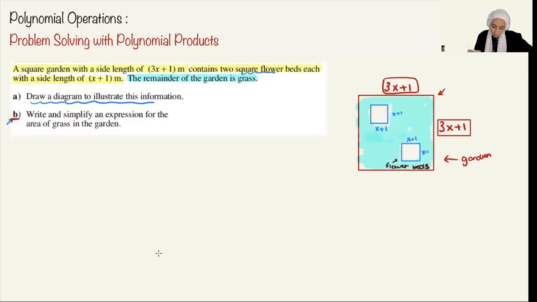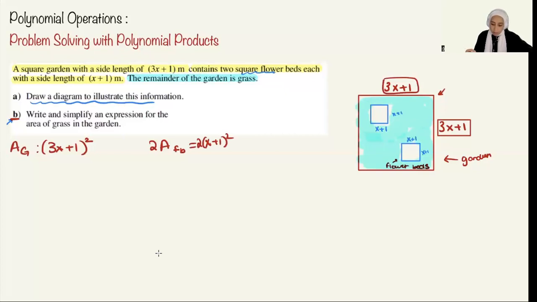So let's do it over here. It says, write the expression for the area of the grass. Well, the area of the garden is 3x plus 1 squared. And the area of a flower bed is x plus 1 squared, but there are 2 of them. So it's 2 multiplied by x plus 1 squared.